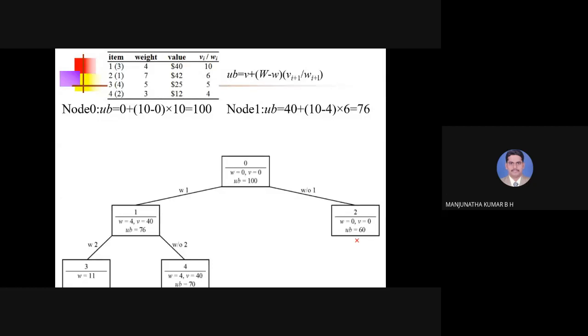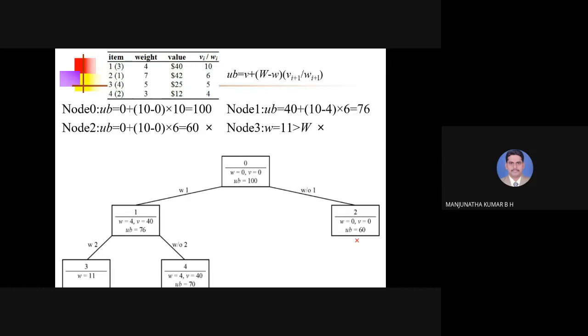Now construct node 2. Node 2 is coming because of not placing item 1, that means without item 1. Now what is w? W remains 0 because its root value is also 0. It still remains 0 because I am not placing the first item, and value remains 0. Now calculate the upper bound using the same formula.